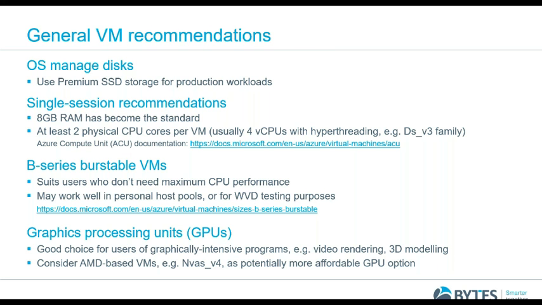If you're doing single session hosts, so that there's personal desktops, 8 gigs of RAM is normal, and 2 physical CPU cores, so 4 with hyperthreading. Remember that you need to have a look at the Azure documentation to understand how Microsoft, for a particular family, carves up a physical machine's threads and physical cores. The V3s and above tend to be hyperthreading related.